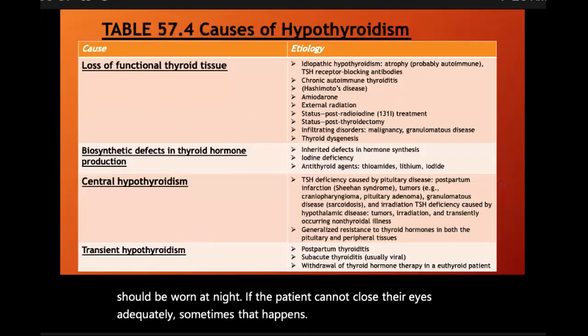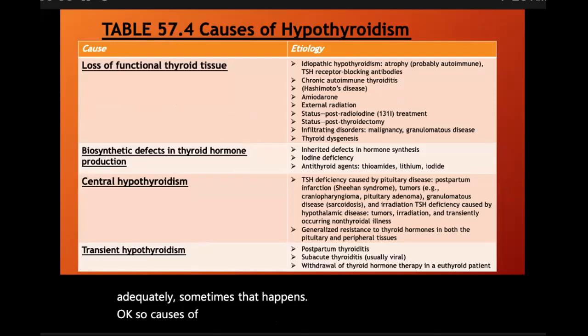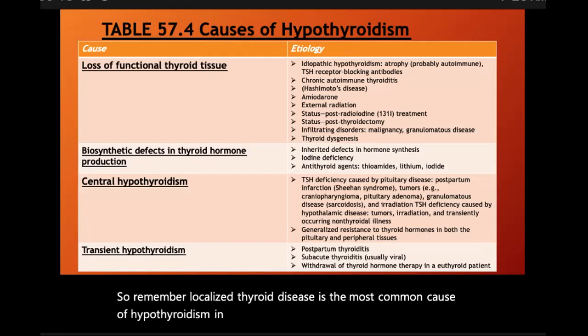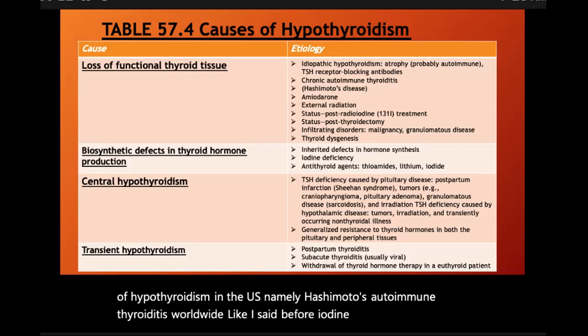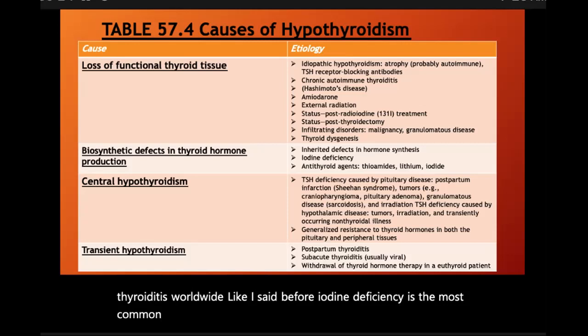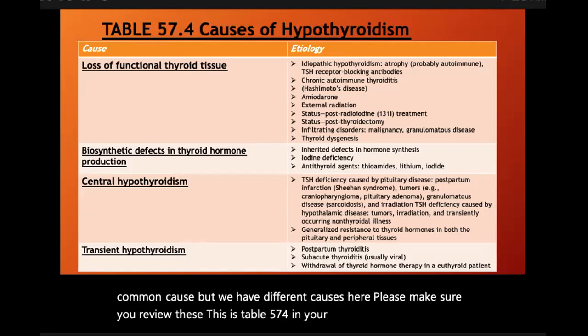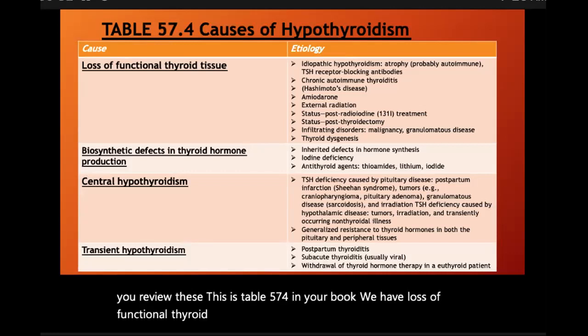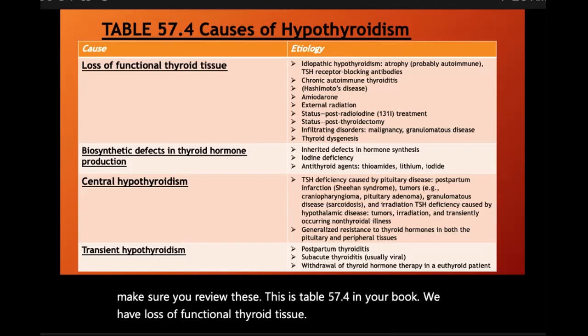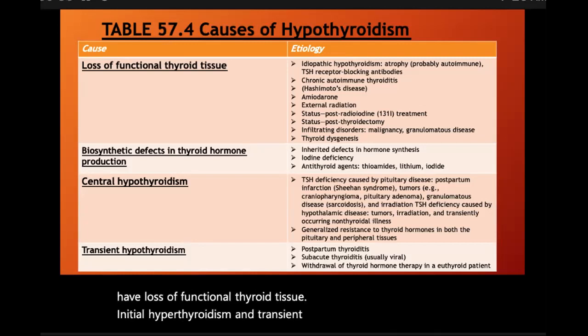Okay, so causes of hypothyroidism. Remember, localized thyroid disease is the most common cause of hypothyroidism in the US, namely Hashimoto's autoimmune thyroiditis. Worldwide, like I said before, iodine deficiency is the most common cause, but we have different causes here. Please make sure you review these. This is table 57.4 in your book. We have loss of functional thyroid tissue, central hypothyroidism, and transient hypothyroidism.